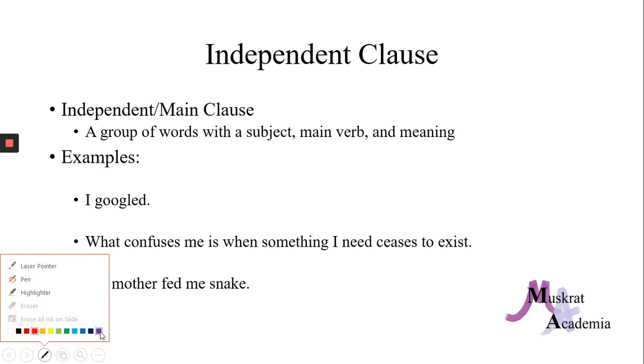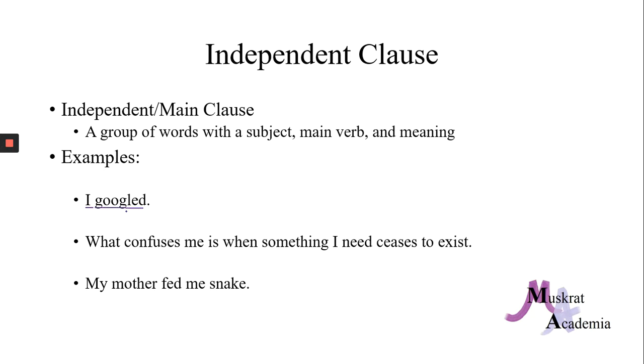For example, I Googled. I is our subject and Googled is our verb. And we have meaning. Who Googled? I did. What did I do? I Googled. What confuses me is when something I need ceases to exist. So if we're looking through the sentence, we see no prepositional phrases, but we do have an infinitive, to exist. And then our verb is going to be is. What is? What confuses me is when something I need ceases to exist. We also have need and ceases as our verbs. What need? When something I need, ceases is our verb, and something I need is our entire subject, because what ceases to exist? Something I need.